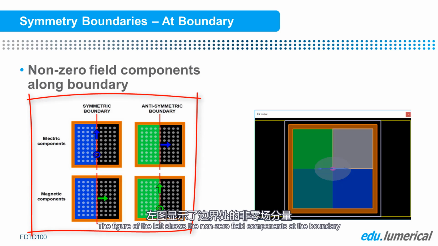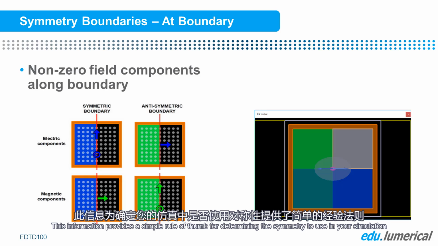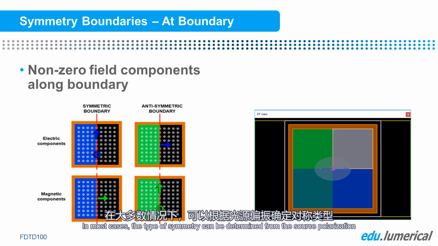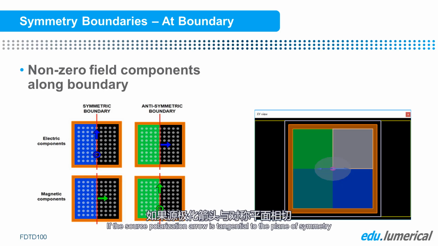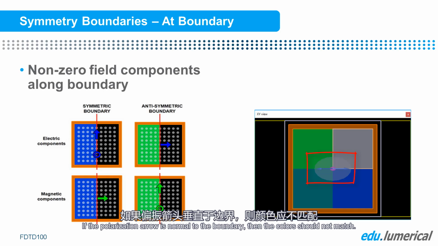The figure on the left shows the non-zero field components at the boundary. This information provides a simple rule of thumb for determining the symmetry to use in your simulation. In most cases, the type of symmetry can be determined from the source polarization. If the source polarization arrow is tangential to the plane of symmetry, then the polarization arrow and the boundary shading color should match. If the polarization arrow is normal to the boundary, then the colors should not match.